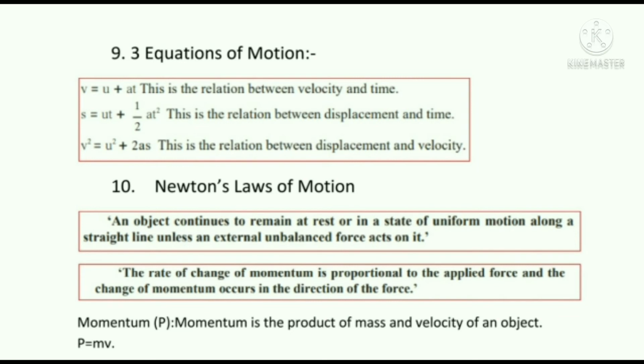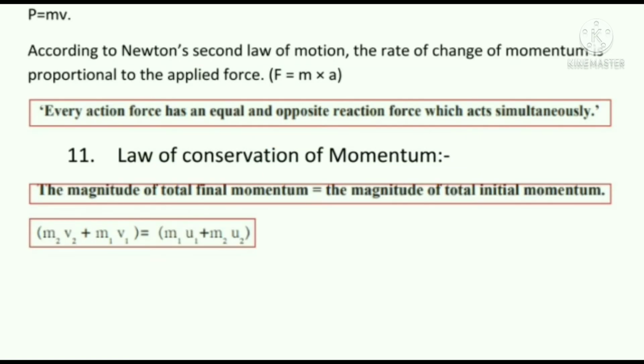Newton's second law of motion. The rate of change of momentum is proportional to the applied force, and the change of momentum occurs in the direction of the force. Momentum is denoted with letter p, and momentum is the product of mass and velocity of an object, that is p = m × v. According to Newton's second law of motion, the rate of change of momentum is proportional to the applied force, that is F = ma.